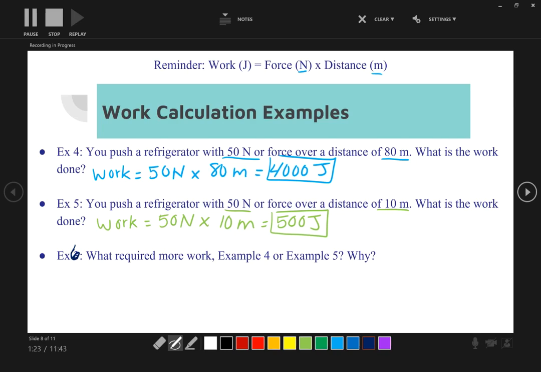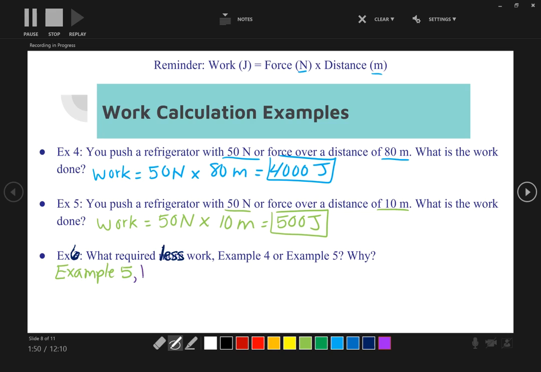Let's take a look at example 6. What required less work? Example 4 or example 5, and why? Example 5. How do we know that? We take a look at our two final answers that we boxed, 4,000 and 500. Which one is the smaller number? 500. So example 5 did less work.